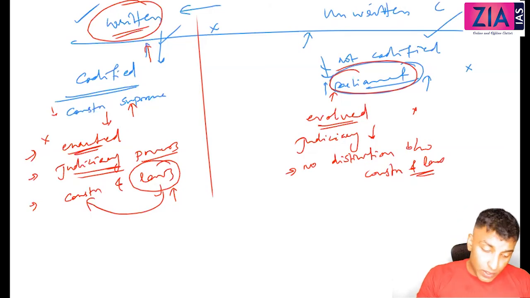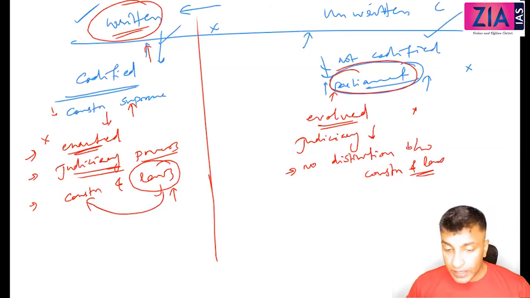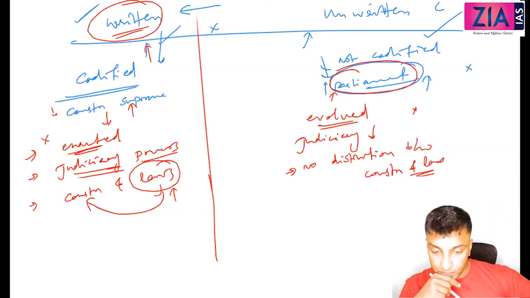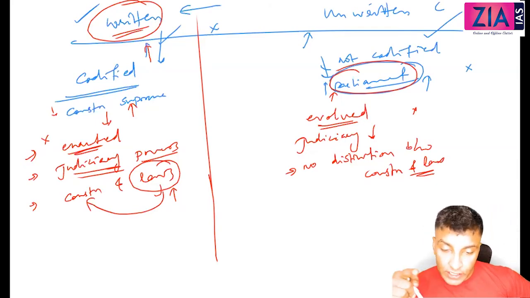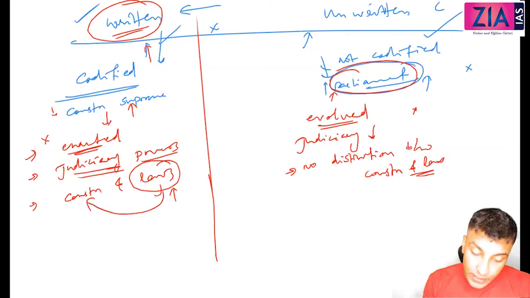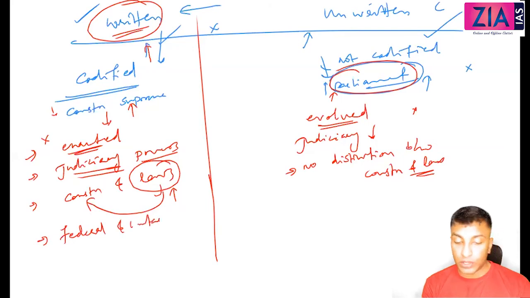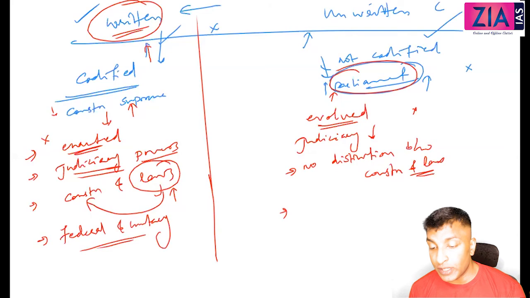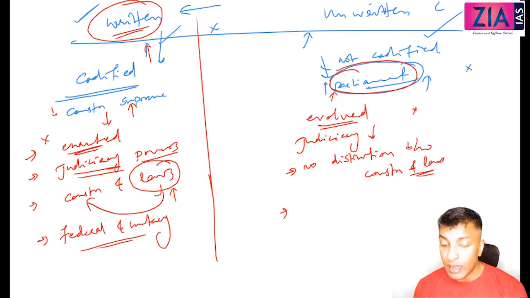Now, what about federal and unitary? Which one does a federal system follow? Guys, a written constitution can be for both federal and unitary. Both can have a written one. But when it comes to unwritten, do you think this can be applicable in a federal format? In unwritten, who is enjoying the power? Parliament is enjoying the power. There is no judicial power, judicial review; it is very limited. So this is mainly in unitary.